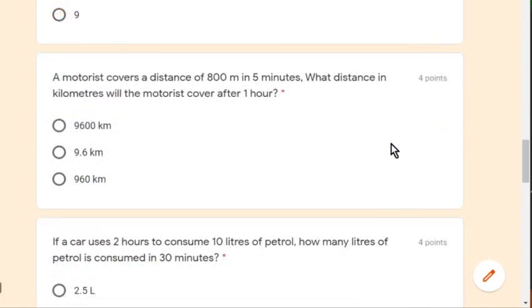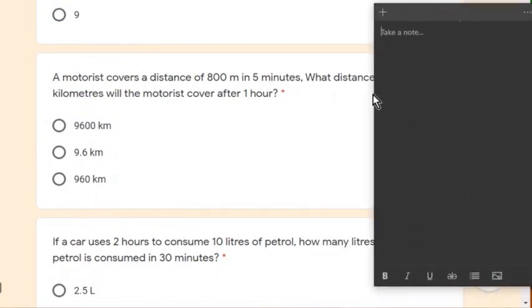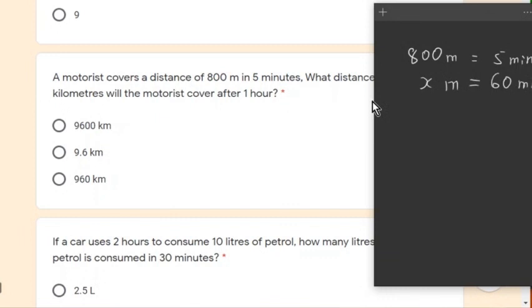Next question. A motorist covers a distance of 800 meters in 5 minutes. What distance in kilometers will the motorist cover in 1 hour? So this is a direct proportion because we have distance and time. We are told that he covers 800 meters in 5 minutes, and we want the distance in kilometers. So let's first calculate it in meters, and after that, we'll change it to kilometers. 1 hour is 60 minutes.